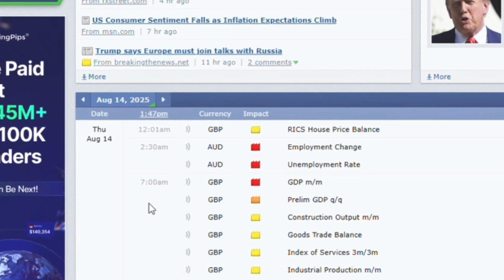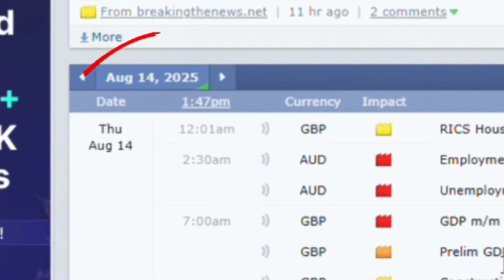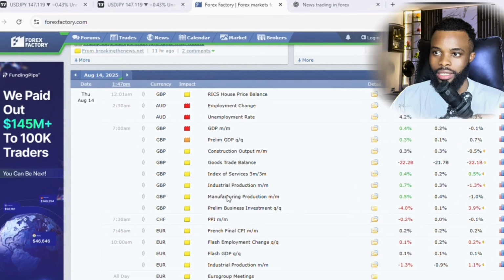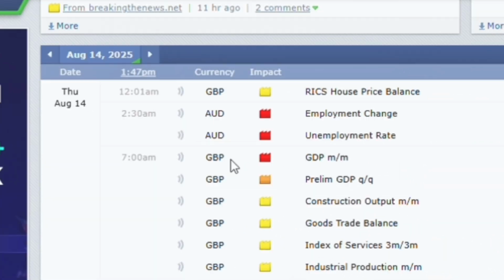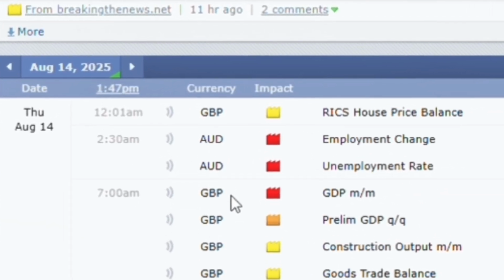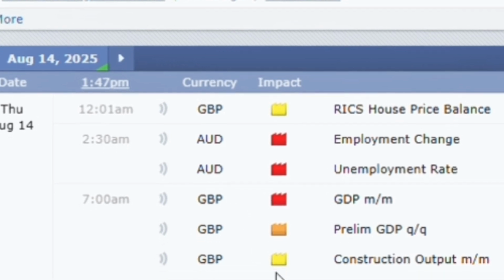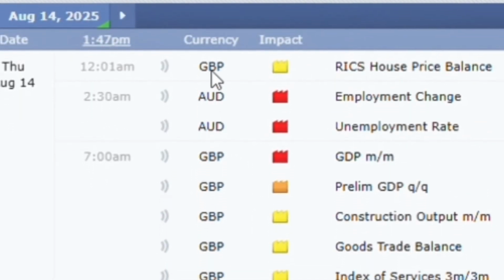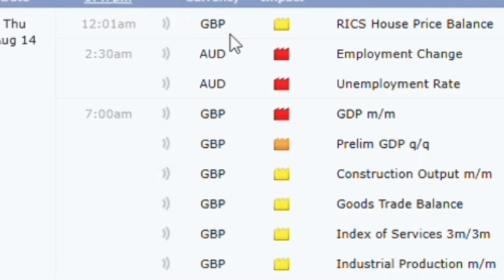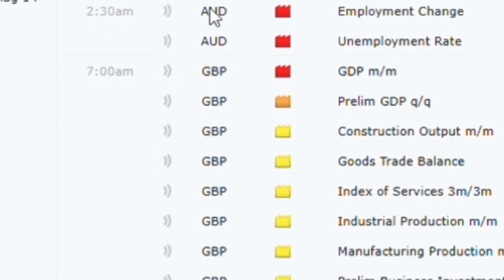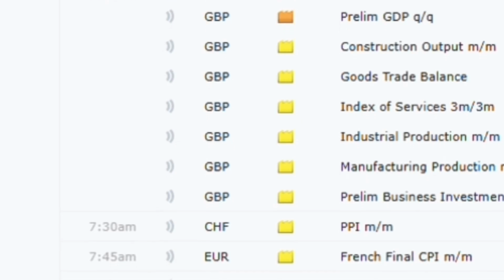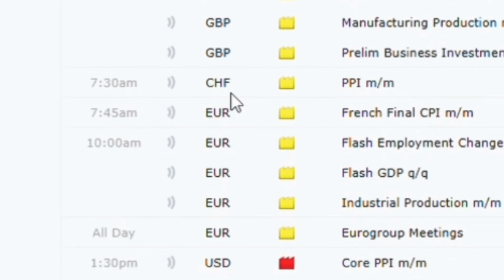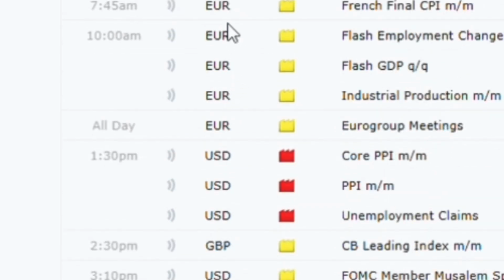On the left-hand side, you're going to see the date these different economic events are being released. Beside it, you're going to see the different time zones in which these events are being released. In the middle, we are going to see the currencies of different nations of this world. Like the abbreviation of Great British Pounds is GBP. You are going to see the AUD, which stands for Australian dollar. You're also going to see the Swiss franc, which is CHF, for Switzerland. You're going to see the euro, which is the European euro.